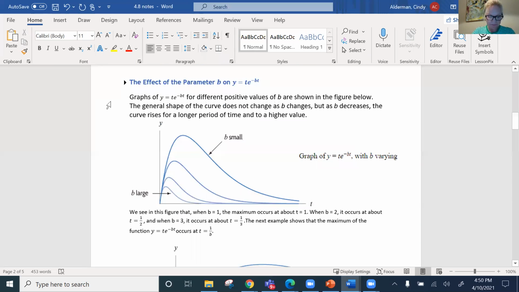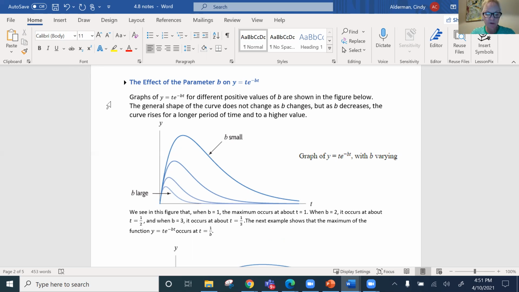It's giving you this graph. They don't put the A in front of the T, but that's okay. It's sort of implied that it could have a coefficient there. So it's still the same thing. They're still talking about the standard form of a surge function. The graphs of that surge function for different positive values of B are in this figure below here.